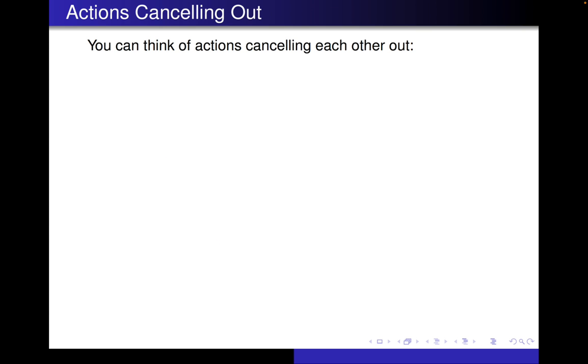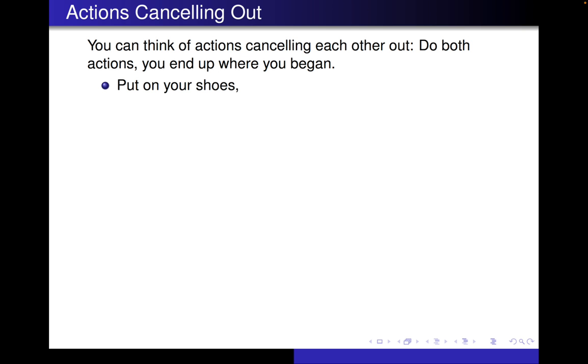The central idea of inverse functions is the idea of two functions canceling each other out. And since we can think of functions as actions, we can think of that as actions canceling each other out. The basic idea is you do both actions, and then you end up where you began. So you start with one input, you put it into both actions, and you end up at where you began with the first input. As an example of inverse actions, you could think of putting on your shoes and taking off your shoes as inverse actions.